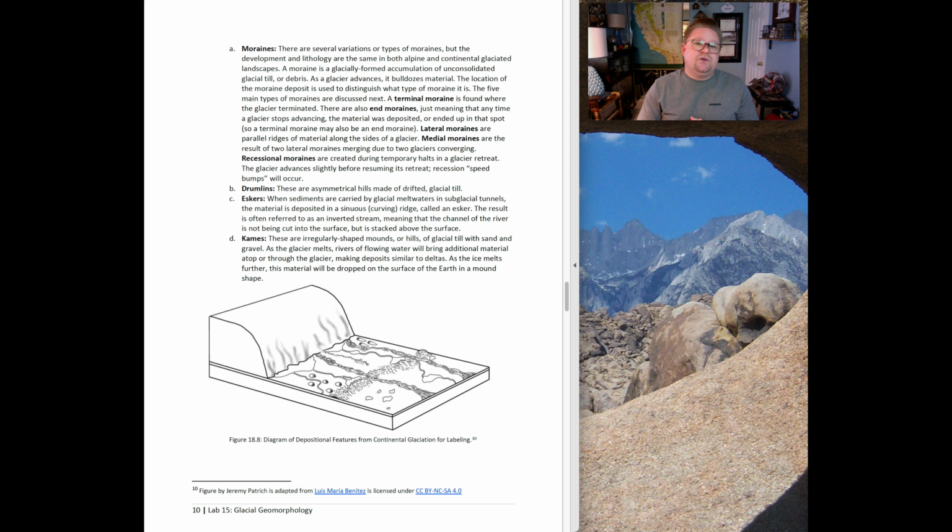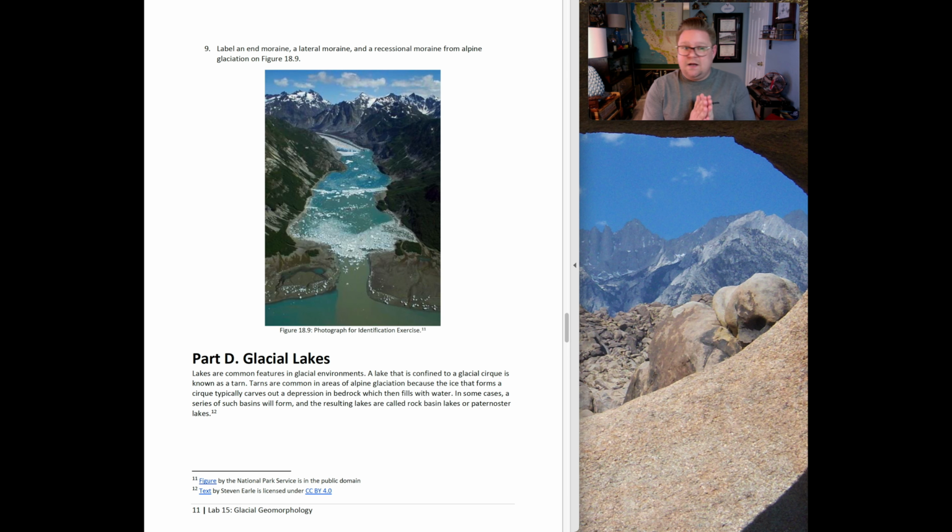Within these definitions that have been provided, you're going to be able to identify them here on this drawing, on this landscape. Once you complete that, again, I love this idea. Label an end moraine, a lateral, and a recessional moraine from this alpine glaciated photography that has been provided within this exercise. So this is a real life location.